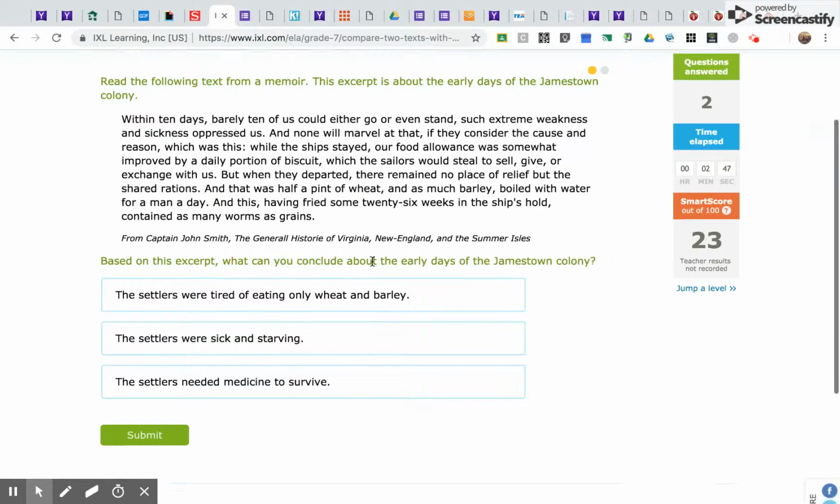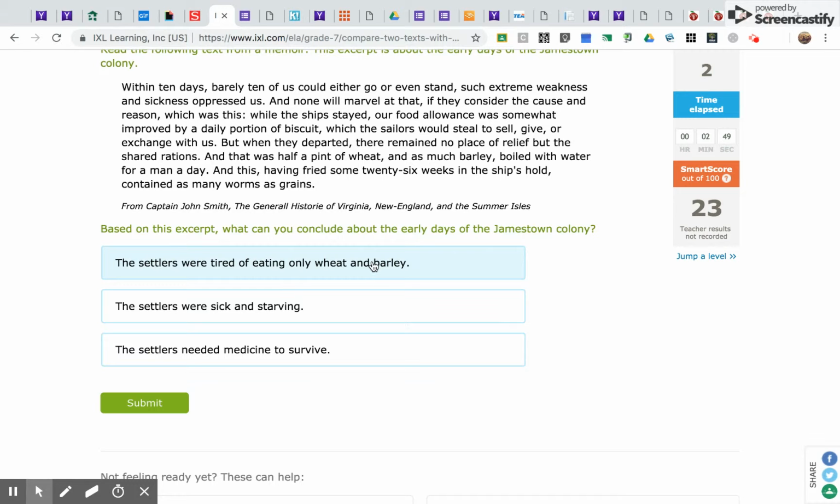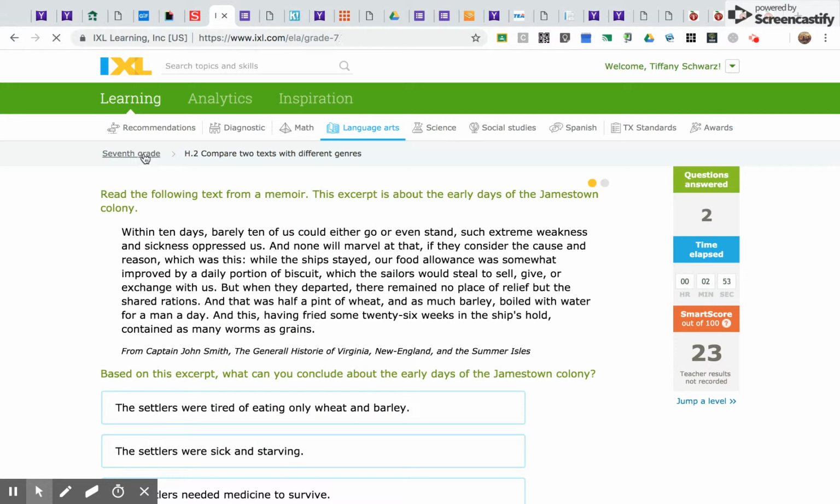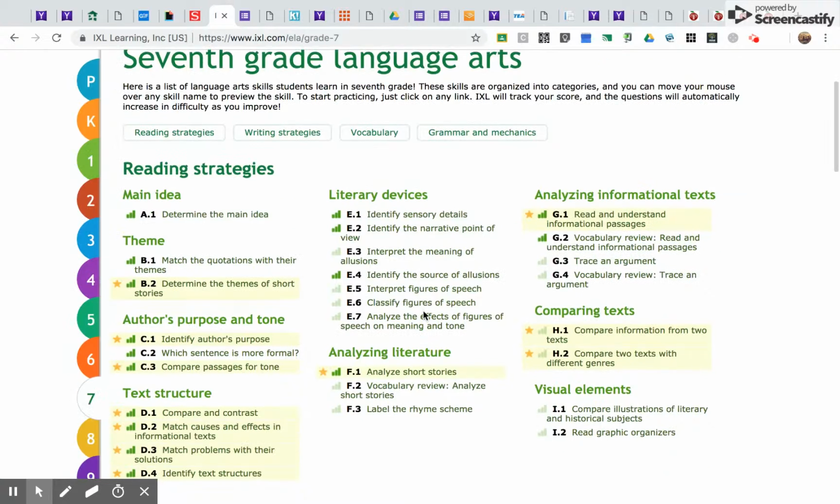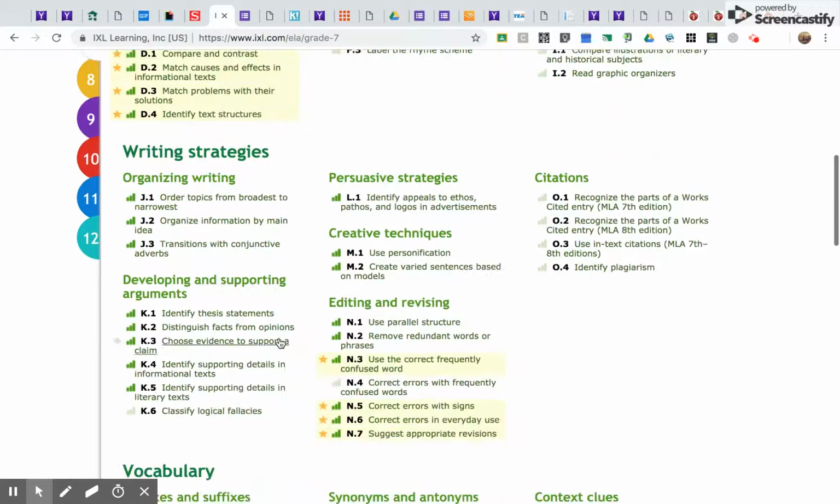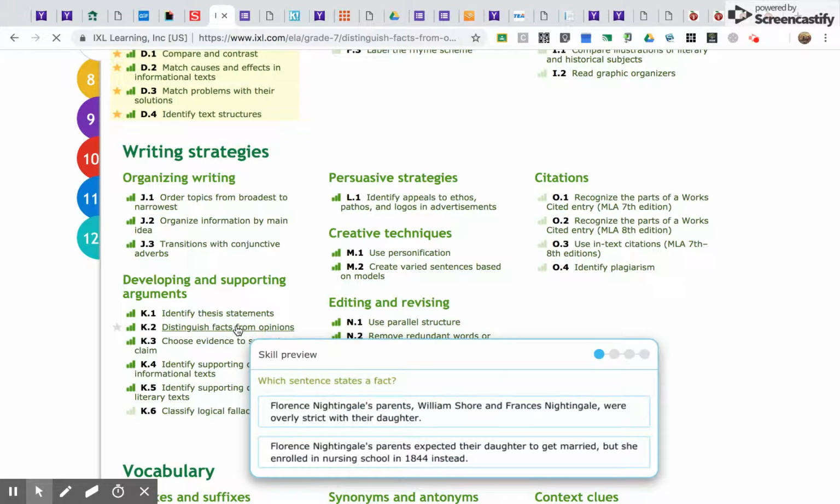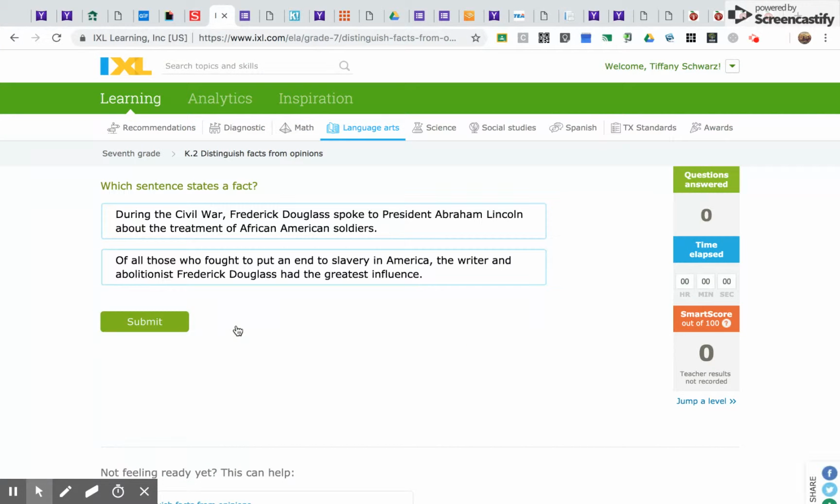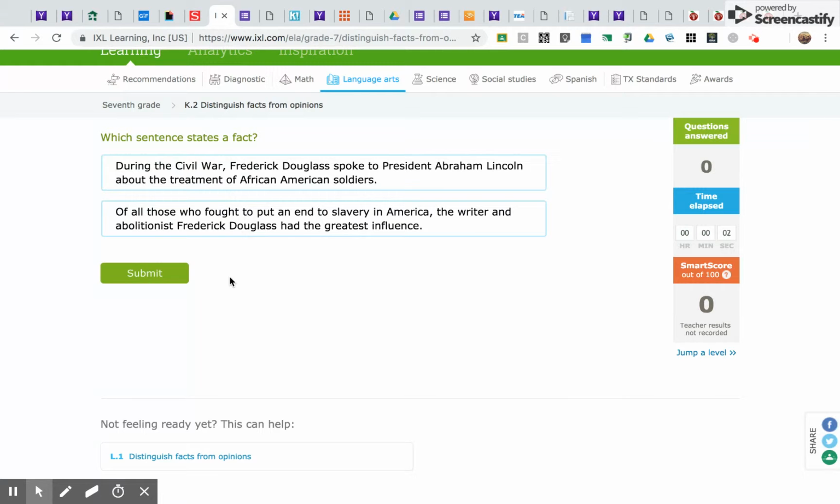Okay, so now you're going to do the rest of these, and then you're going to go to 7th grade again. And you're going to go this time to K2, distinguishing facts from opinions. And here, this says which sentence states a fact. Remember on your test, it can say fact or it can say factual claim.